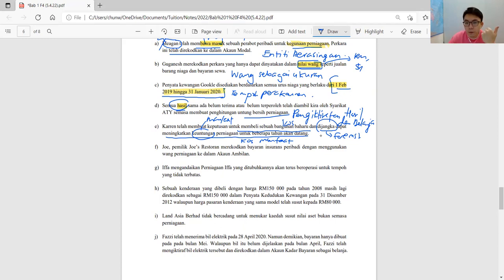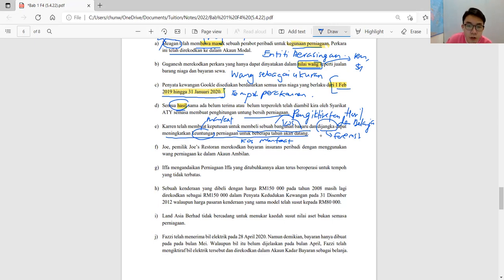Because when you buy a bangunan, this is your cost. But why do you buy a bangunan? Because you want to untung in the future. You want to make manfaat. So this is a cost manfaat. Okay, do you understand? If yes, give me a yes. All right. Let's go to F.